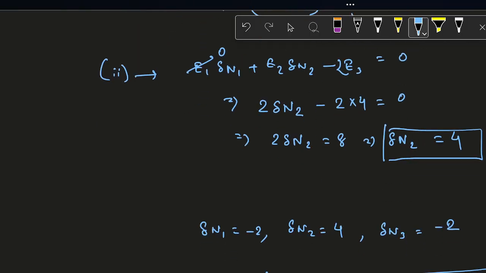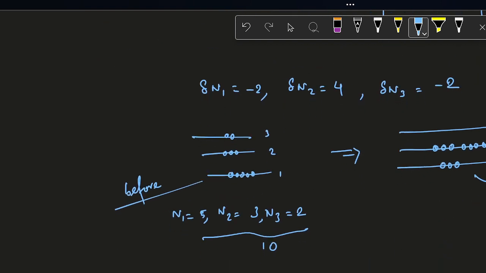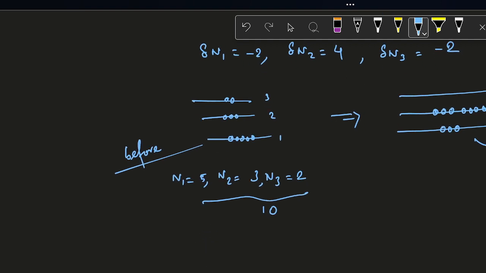Yeah, so basically initially you had N1 as 5, N2 as 3 and N3 as 2, and now in the new case N1 prime becomes 3, N2 prime becomes 7, and N3 prime becomes 0. So again you see that previously there were 10 particles in total, and now also there are 10 particles in total. So you are not violating the condition that the total number of particles has to remain fixed. And also if you calculate the total energy, you will see that that is also not violated.